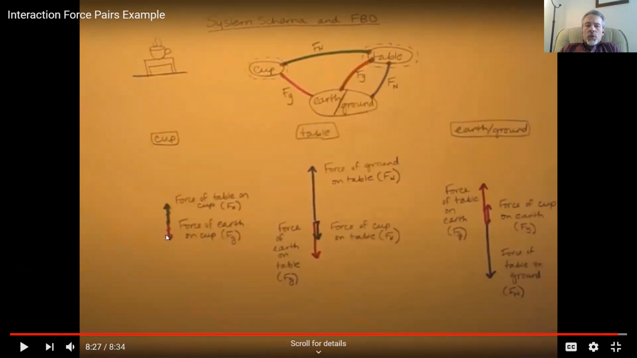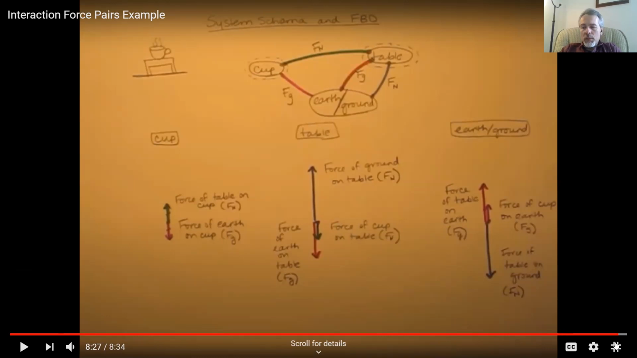So for instance, for the forces on the cup, there's a force of gravity on the cup from the earth, but then the other half of the interaction pair is a force of gravity on the earth from the cup, and it's upward. Those two do not cancel because they're on two different objects. There's a force on the cup from the table, a normal force. Well, there's also a normal force on the table from the cup that's in the opposite direction. Those two don't cancel because they're on two different objects. And she went ahead and drew the other ones, so you can see that none of those interaction pairs cancel. And all the interaction pairs are actually these lines from your system schema.